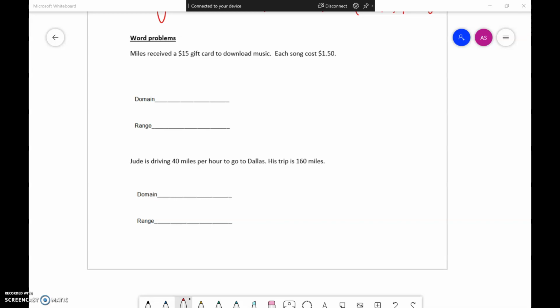So this is part 2 of domain and range. I did get cut off, so I'm just going to start right at our word problems. Okay, so it says Miles received a $15 gift card to download music. Each song costs $1.50. Okay, so we first want to figure out what our X and Y represent.